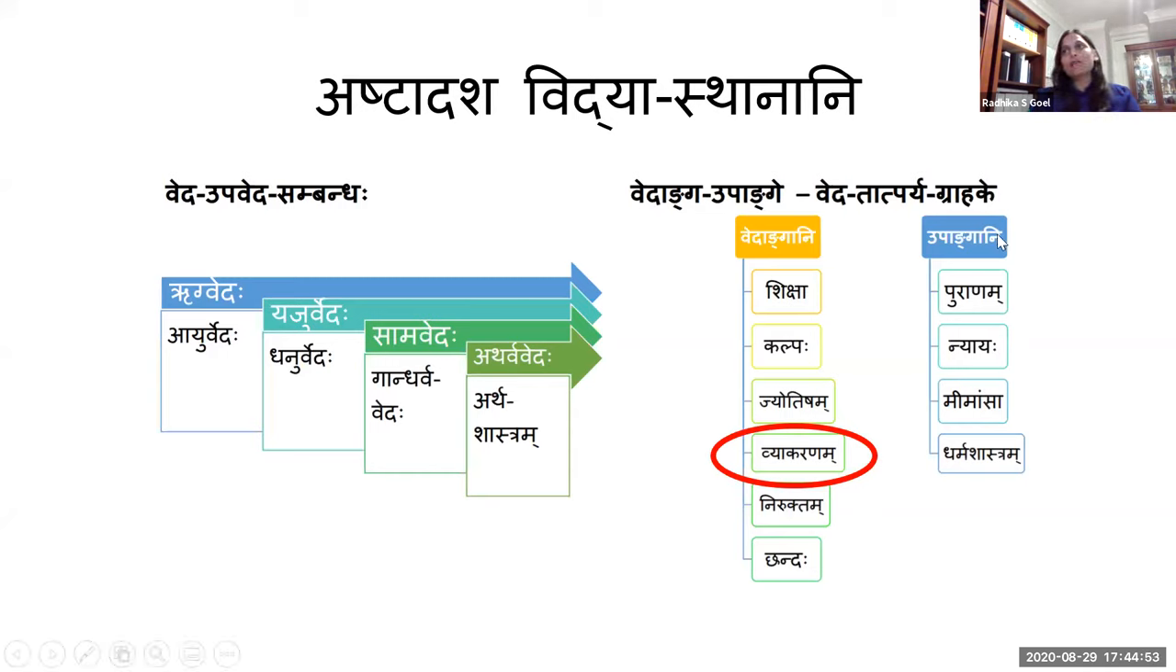So for example, if Anga is a part, let us say the hand, then Upangani are even the fingers, a part of the parts, kind of. So we have the four main Upanganis, which are Puranam, Nyaya, Mimamsa, and Dharmashastram. So that is the whole Ashtadasha Vidya Sthanani. In some classification, you will even see Chaturdasha or 14. So it's very well organized Shastra knowledge.